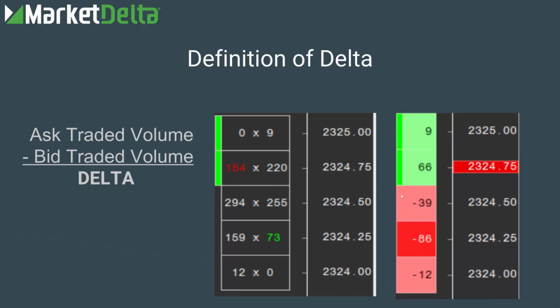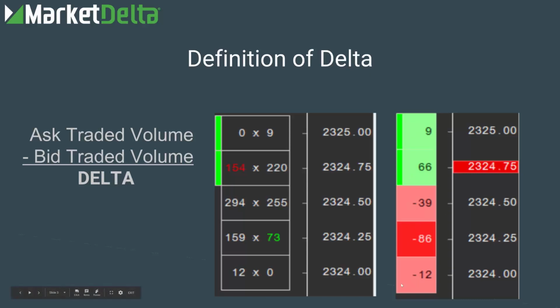A negative. So this is our first negative delta, meaning we saw net selling. I shouldn't say negative order flow, just net selling, more aggressive selling. Moving down one price, 159 subtracted from 73 is minus 86, another negative delta, and then 12 subtracted from 0 is a minus 12. So you can see these bottom three prices had a negative delta, and these top two had a positive delta.